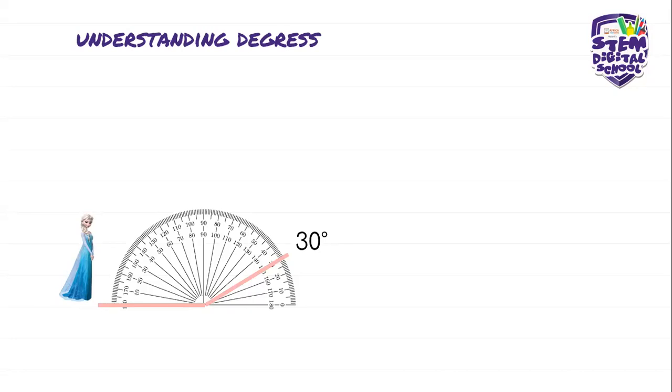So we always have to make sure which way our character is facing and which way they are turning. So we just see 60, 90, and 120.